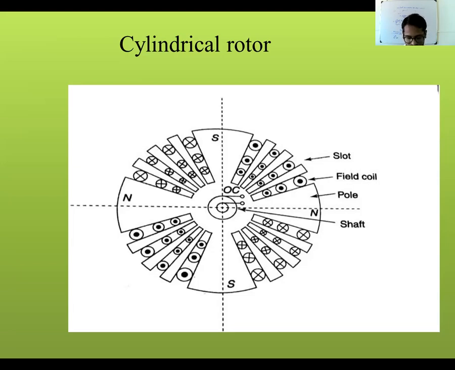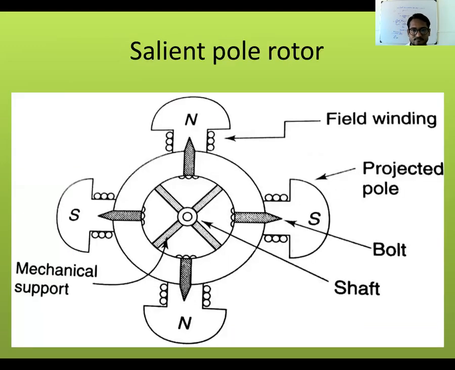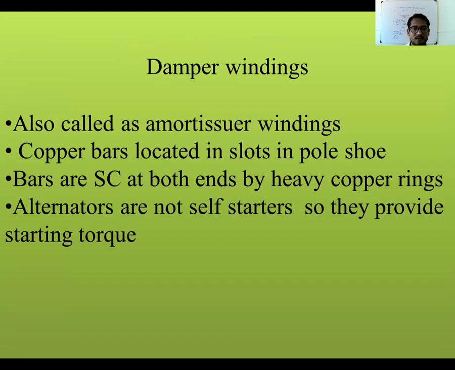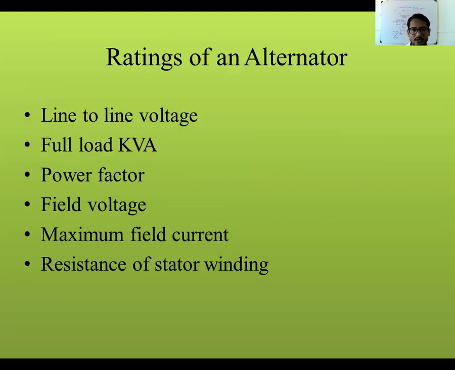After that, the bearing is a very important part. Bearings are used between the shaft and the outer stationary body to reduce friction. They are made from high carbon steels. The damper winding also has copper bars located in slots in the pole shoes. The bars are short-circuited at both ends by heavy copper rings. Alternators are not self-starting, so they provide a starting torque.